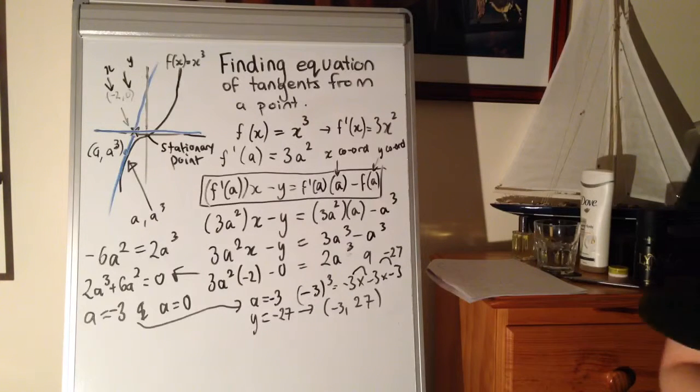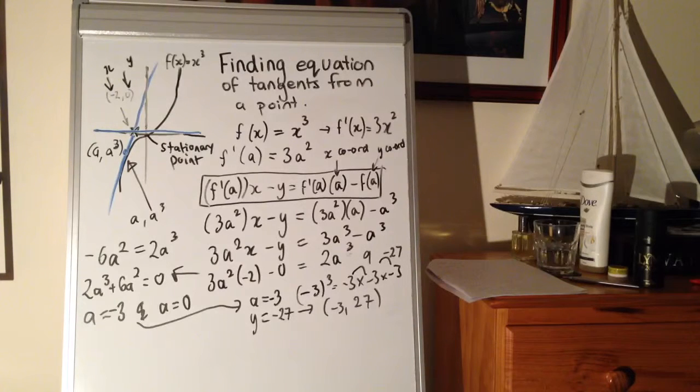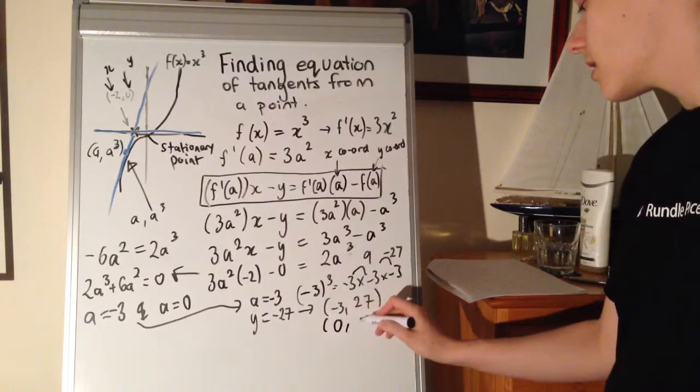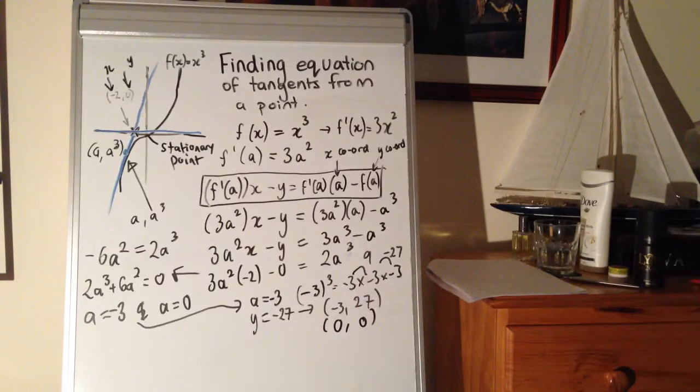And what we could also consider is when a equals 0, but I think you'll find the answer is quite easy there, because, of course, if a equals 0, 0 raised to the 3 is 0. So our second coordinate point, for the other tangent, would be 0, 0. And they would both go through that point and meet up with our cubic at some position.